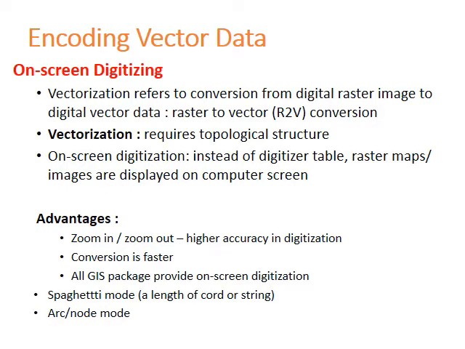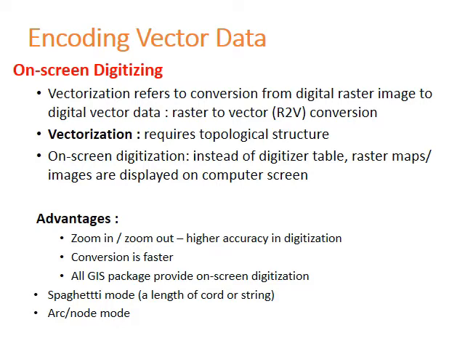There are two modes by which these GIS packages record the vector data. One is called the spaghetti mode, which is the length of the card or the string mode, and then the arc or node mode. These are the ways by which we can enter the vector data into the GIS format through on-screen digitization.